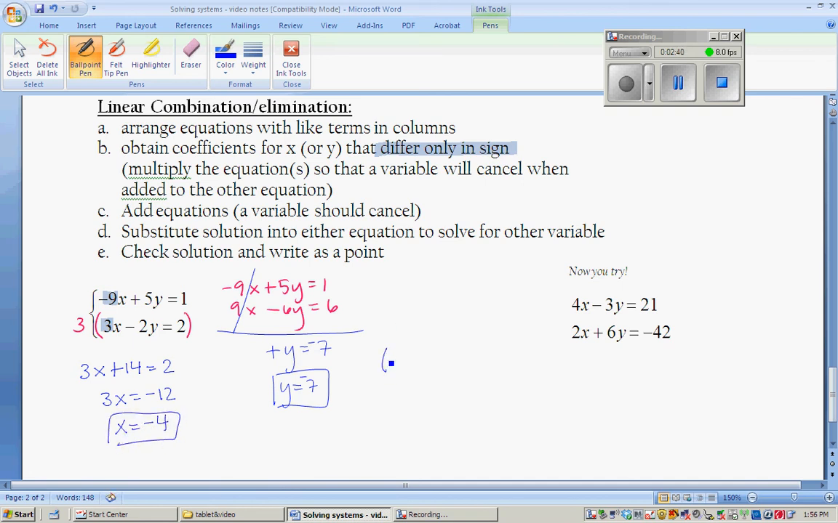And so your coordinate point is negative 4, negative 7. If you want to know if this is really the answer, you can plug it into both equations, and it should yield true results. Now why don't you try it?